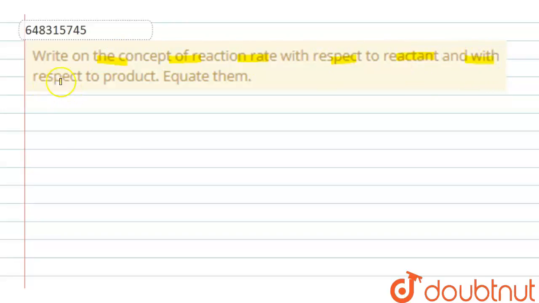Dear students, the question is: write on the concept of reaction rate with respect to reactant and with respect to product, and equate them.